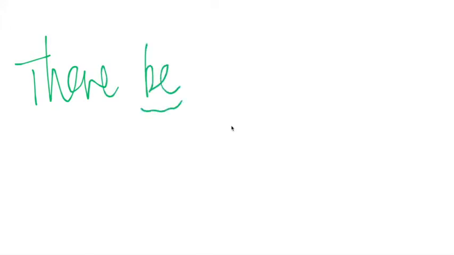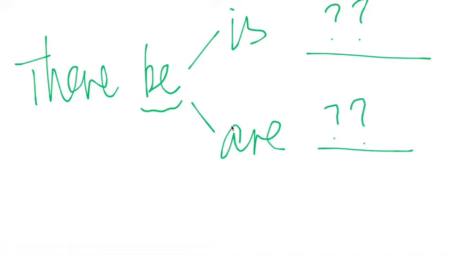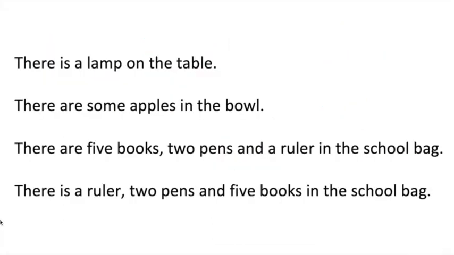In there be, whether is, in single, or are, in plural form, is determined by what's next. So if the subject, which is here, is in plural form, we use are. If the subject is in single form, we use is. Let's look at some examples.